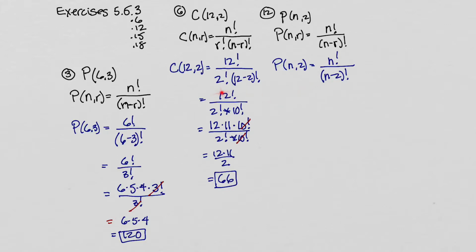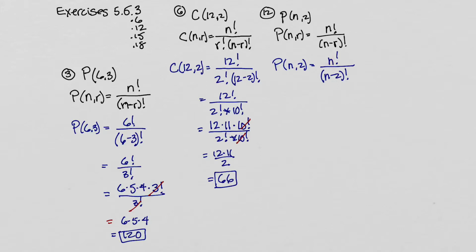We had 12 factorial in the top, and in the bottom we had a 10 factorial. I want to take this 12 and write it so that I get a 10 out of here. So I'll start with the 12, decrease it by 1, decrease it by another 1.